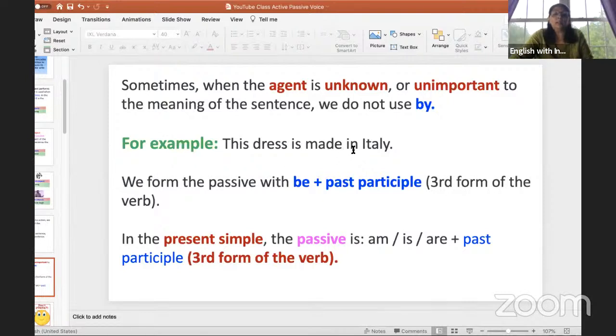So this one is an example. This dress is made in Italy, right? So if you see this one, the agent is unknown. We form the passive with be plus past participle. So that means the third form of the verb. So in the present simple, the passive is am, is, are plus past participle. So that means the third form of the verb.